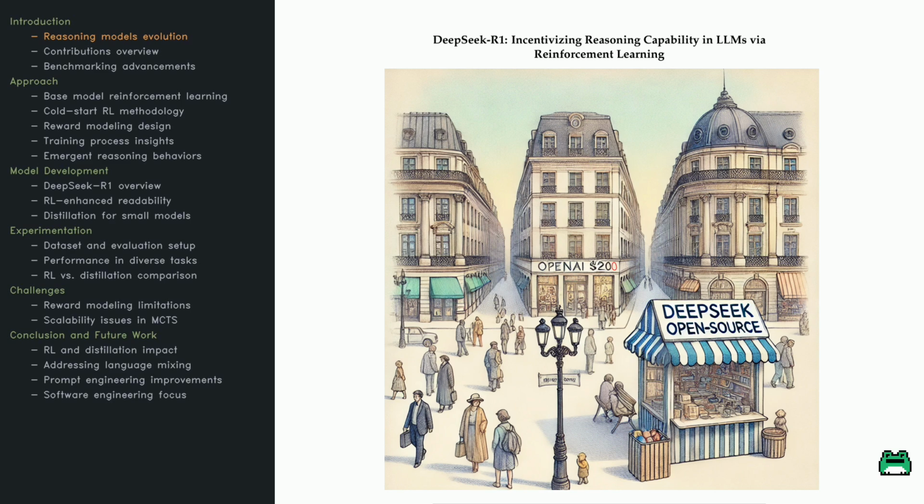Great news in the AI world. DeepSeek just dropped its R1 model. And guess what? It's giving OpenAI's O1 a run for its money, and it's open source. Today, we're diving into the paper behind it, exploring how reinforcement learning and some clever tricks made R1 a reasoning powerhouse. This is one you definitely don't want to miss.